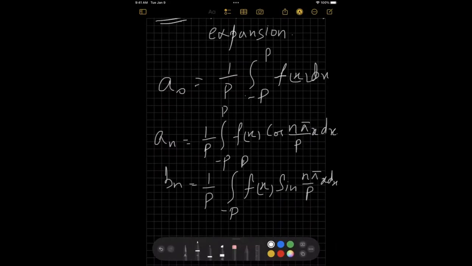Now, when you have this kind of an interval, you can divide it in 2 parts. You can make it 0 here, and you can multiply it with 2 because you are dividing the interval into 2 equal parts.